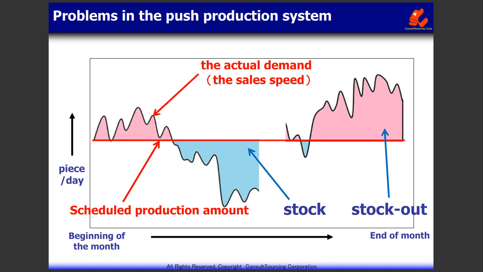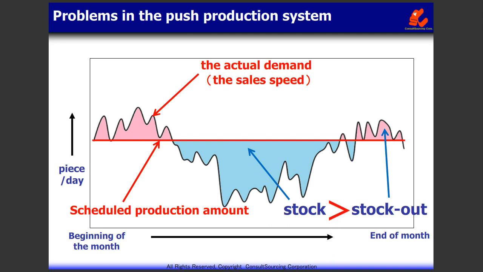On the other hand, if the actual demand is lower than the production schedule, it will increase the inventory as more stock will be created than stock outs. The weak points of the push system production exist in the accuracy and fluctuation of the demand forecast. Because of these weak points, the push system production may cause increased amount of stock or stock outs.